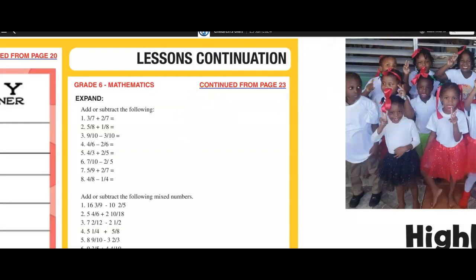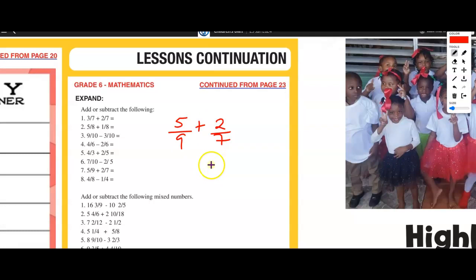Okay, let's make some more space for it then. So 5 ninths plus 2 sevenths. Okay, and the LCM here of 9 and 7.